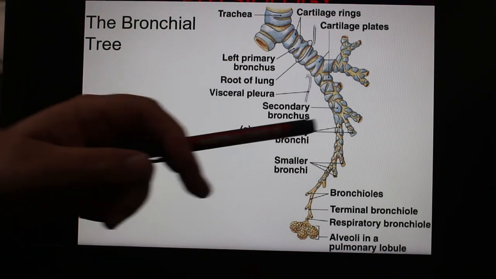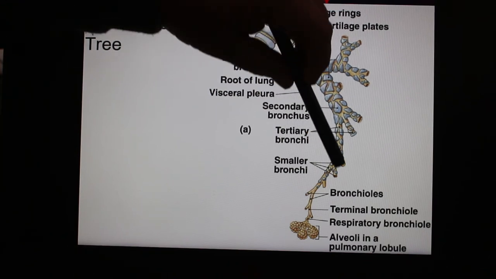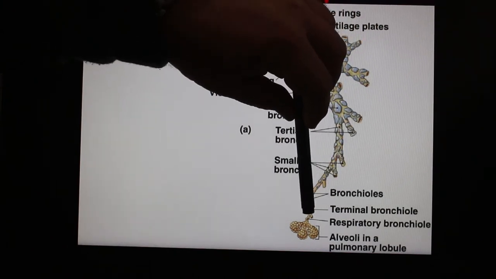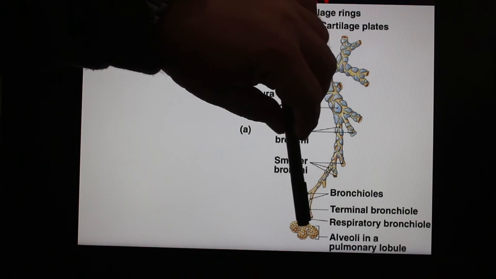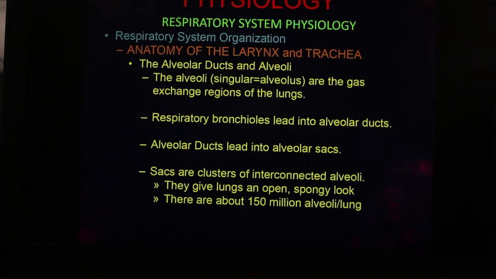And these secondary bronchi develop into smaller bronchi called the tertiary bronchi, and then even smaller bronchi, and then into bronchioles. The bronchioles enter into terminal bronchioles, and they enter into the respiratory bronchioles, and these go into the alveoli in a pulmonary lobule.